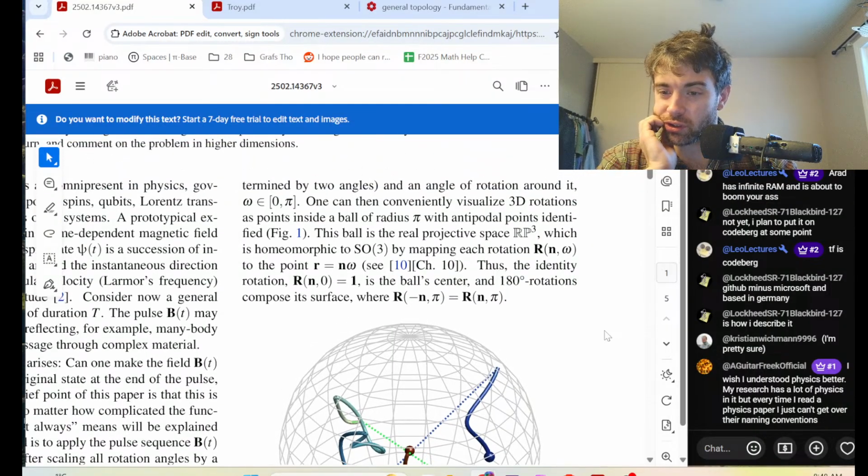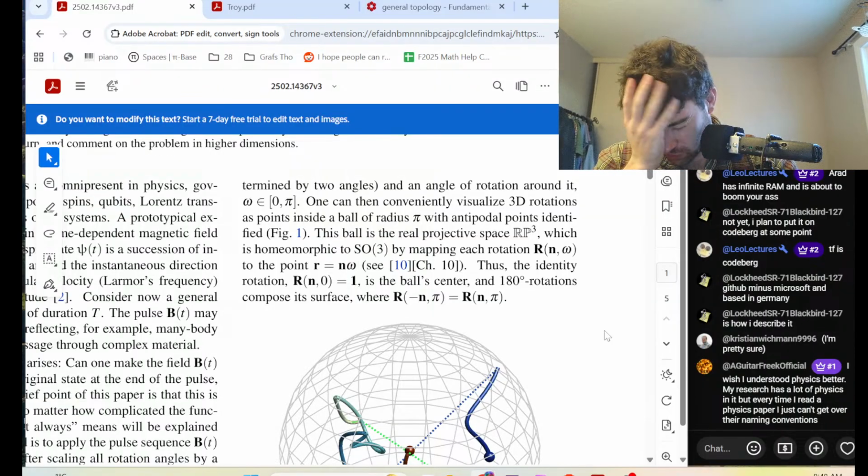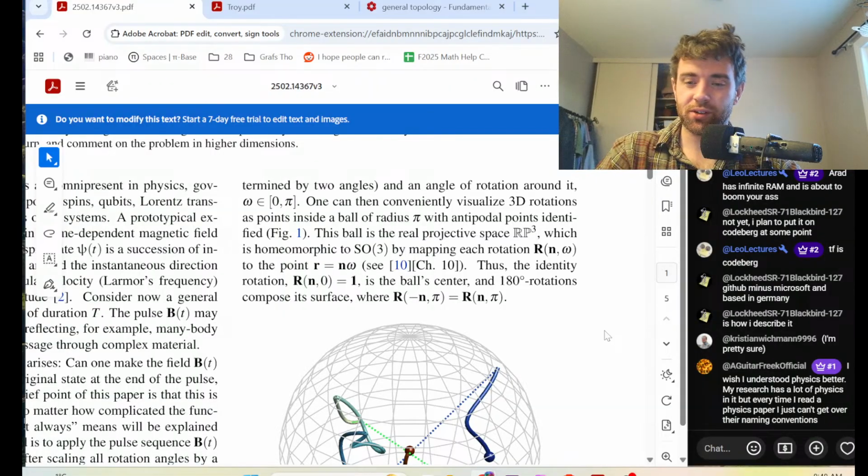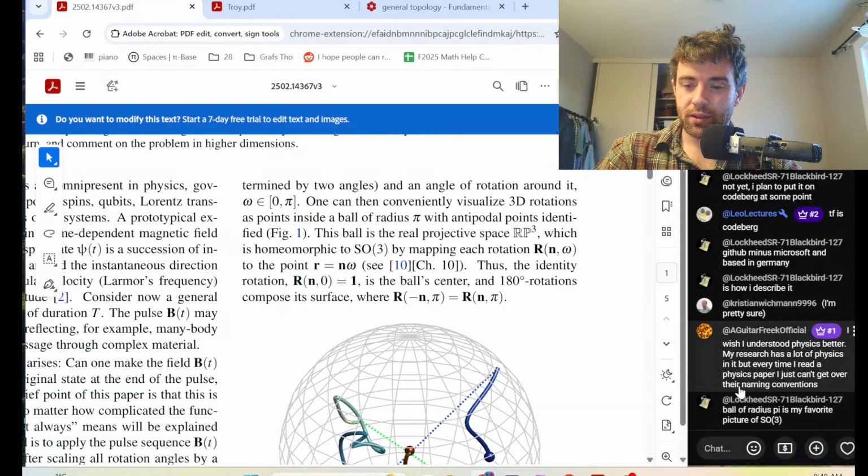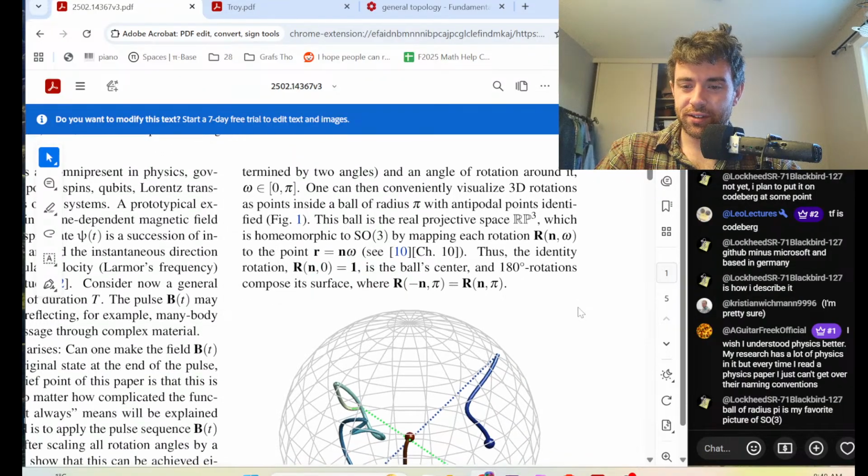Your research has a lot of physics in it. Oh, right. Because of the quantum algebra. There was something when I was looking at your paper yesterday. I remember seeing something about quantum algebra. Their naming conventions, fair. Yeah.